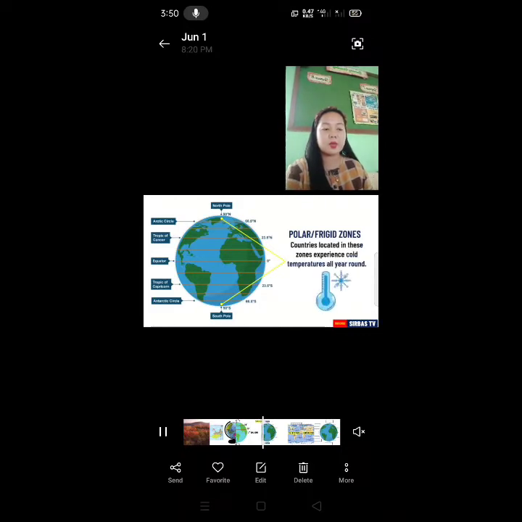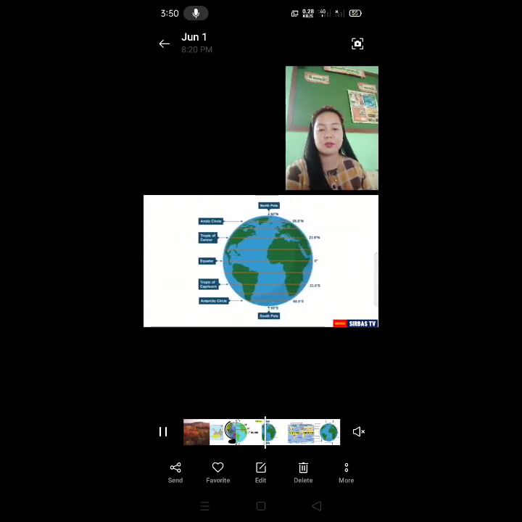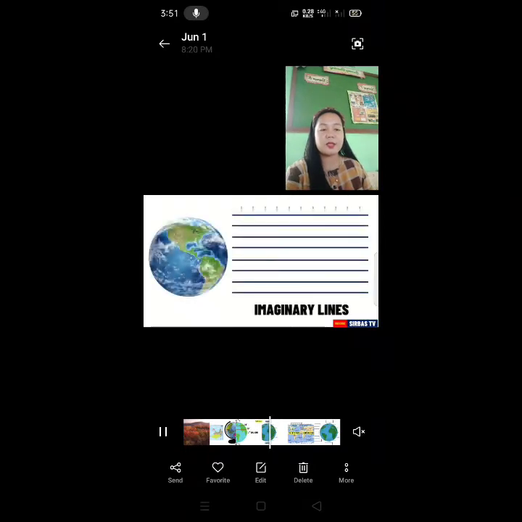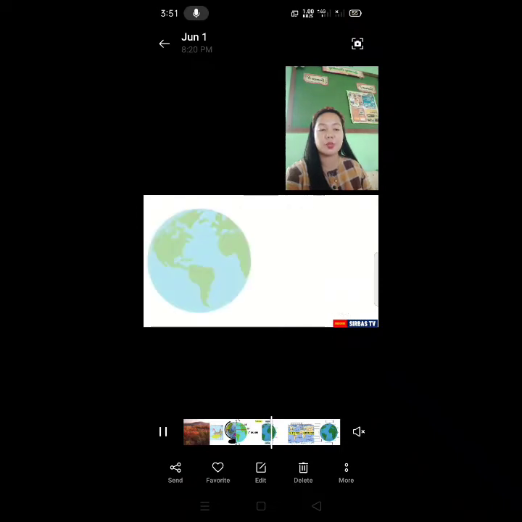So areas within the Arctic Circle and Antarctic Circle are called polar or frigid zones. So countries located in these zones experience cold temperatures. Aside from the horizontal imaginary lines, we also have the vertical imaginary lines. These lines that run from north to south of a map or globe are called longitudes. They extend from pole to pole on a globe.